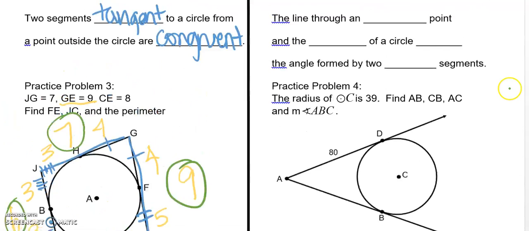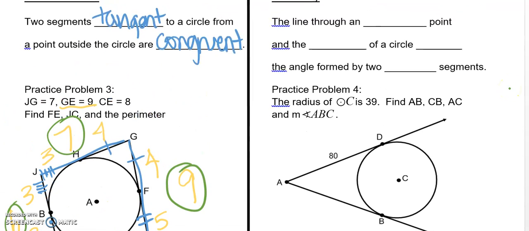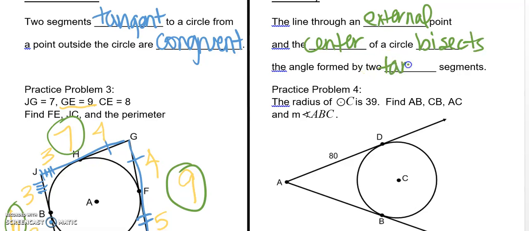The corollary part over here, a corollary is just kind of like an addition to what you're talking about. The line through an external point and the center of a circle bisects the angle formed by two tangent segments.